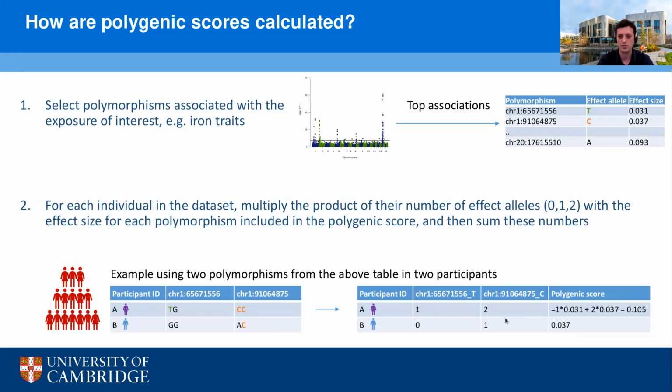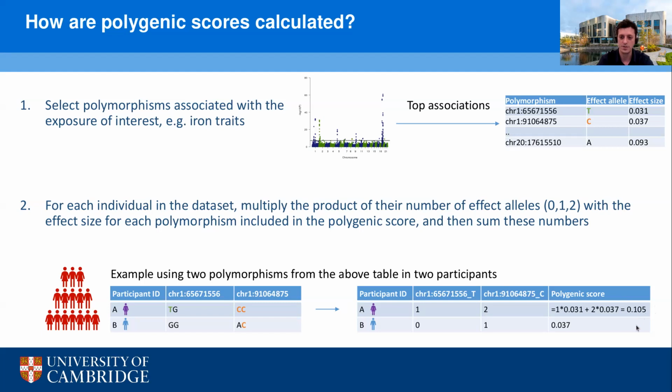So we move on to this table on the right-hand side. Essentially, we multiply the number of copies of the effector allele by the effect size for each polymorphism. So in this case, for participant A, we multiply 1 by 0.031 and 2 by 0.037. And then we sum the 2, and we have the polygenic score.